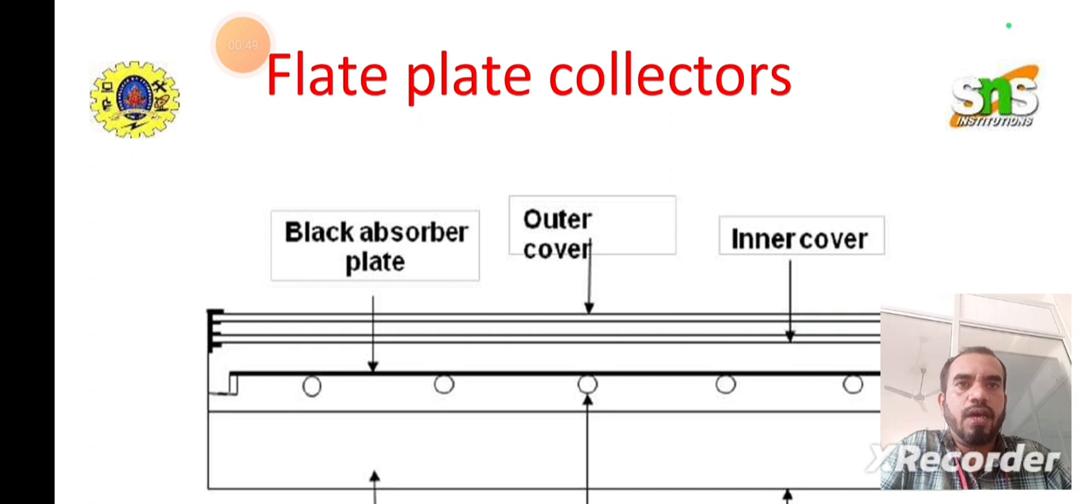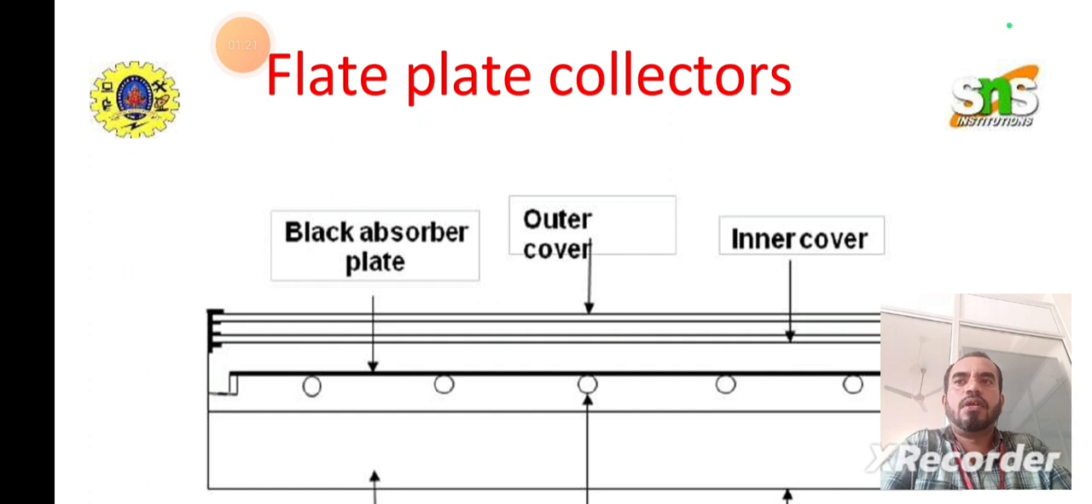Now, first we have concentrated on two collectors. One is the flat plate collector and the second is the evacuated collector, both of which are non-concentrating collectors. The major difference between the two kinds of collector is that one is non-concentrating and the other is concentrating. So flat plate collectors come under the non-concentrating collectors.